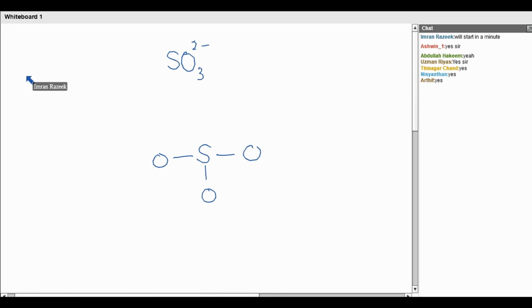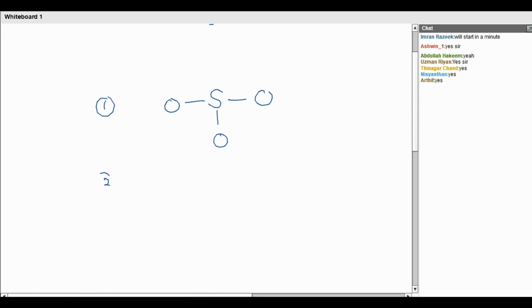Okay, next, after drawing the skeleton structure, this is the first rule. So I just put the number 1 to show it's the first rule. The second rule, you have to establish the total number of valence electrons. What are valence electrons? The number of electrons in the outermost shell. That's simply the group number. Sulfur has 6 electrons. Oxygen has 6 times 3, 18 electrons. 18 plus 6 is 24.